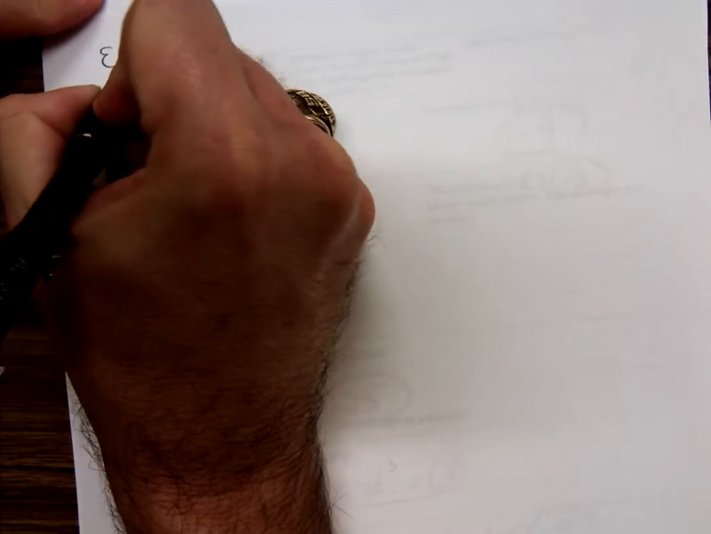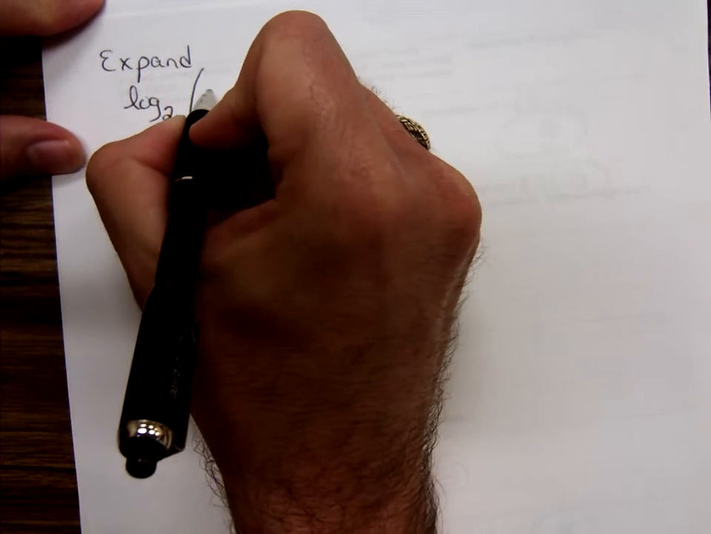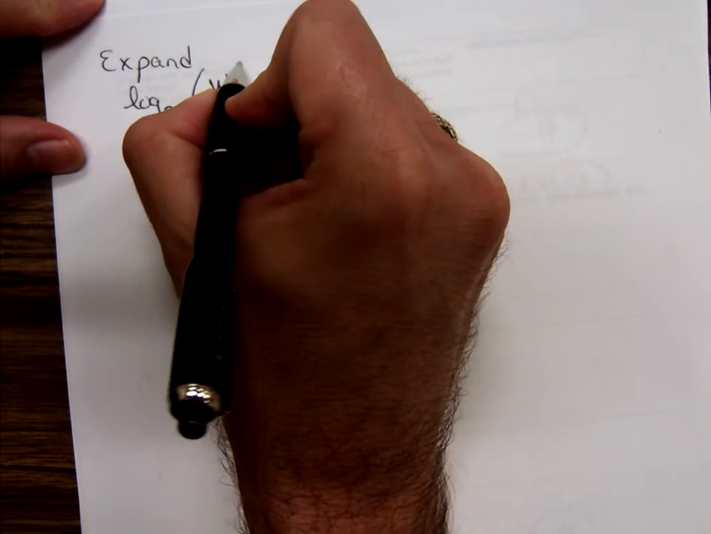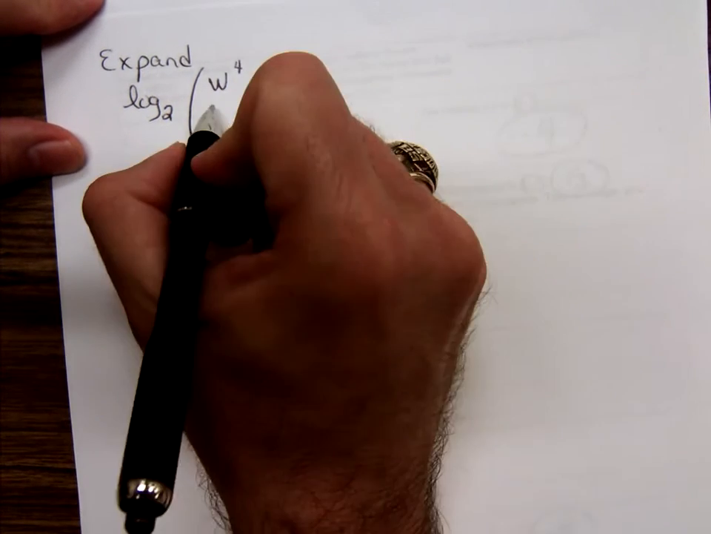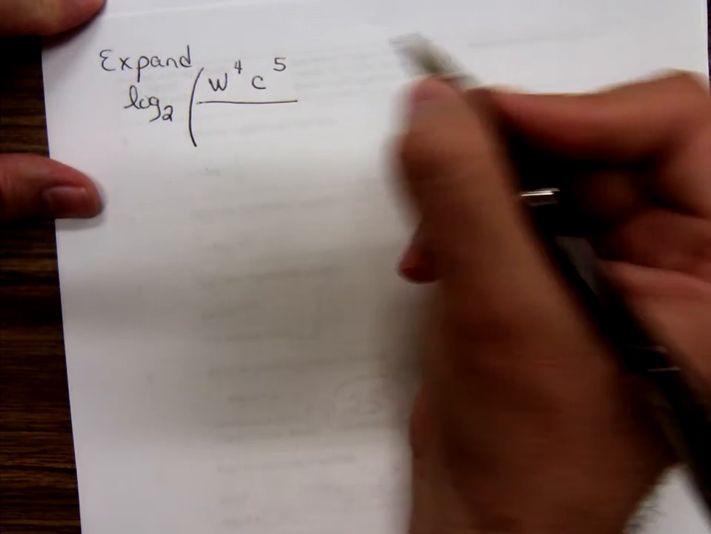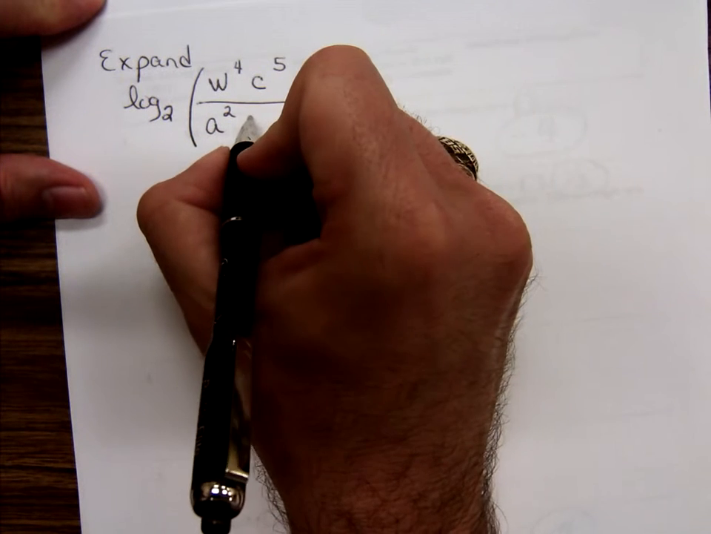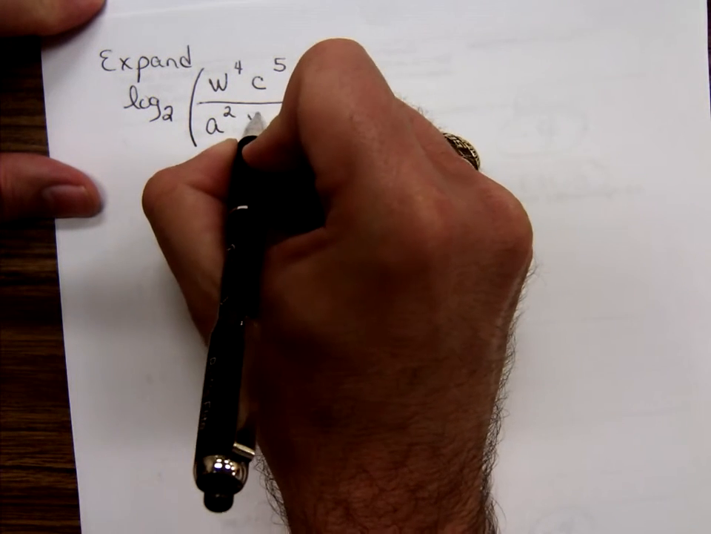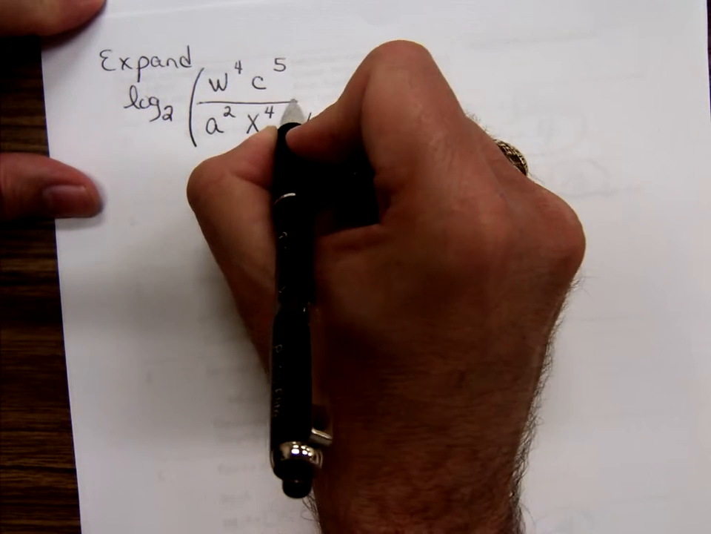Let's just try to expand this logarithm. This time I'll put a base on it. Log base 2 of w to the fourth, c to the fifth, over a squared, x to the fourth, y.